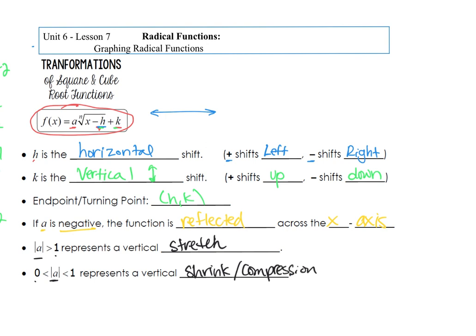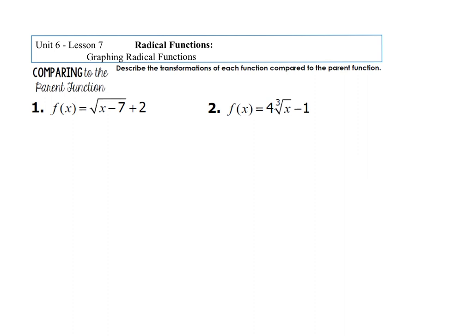Okay, so these are all of our transformation rules. They really haven't changed. We always use A, H, and K, and they always do the same things. On these next 4 examples, we have to identify the transformations. So remember, your parent function is just like where the x was at. We have here the square root of x minus 7 plus 2. The parent function is the square root of x. So anything extra besides that represents a transformation. So minus 7 is a transformation, and so is plus 2.